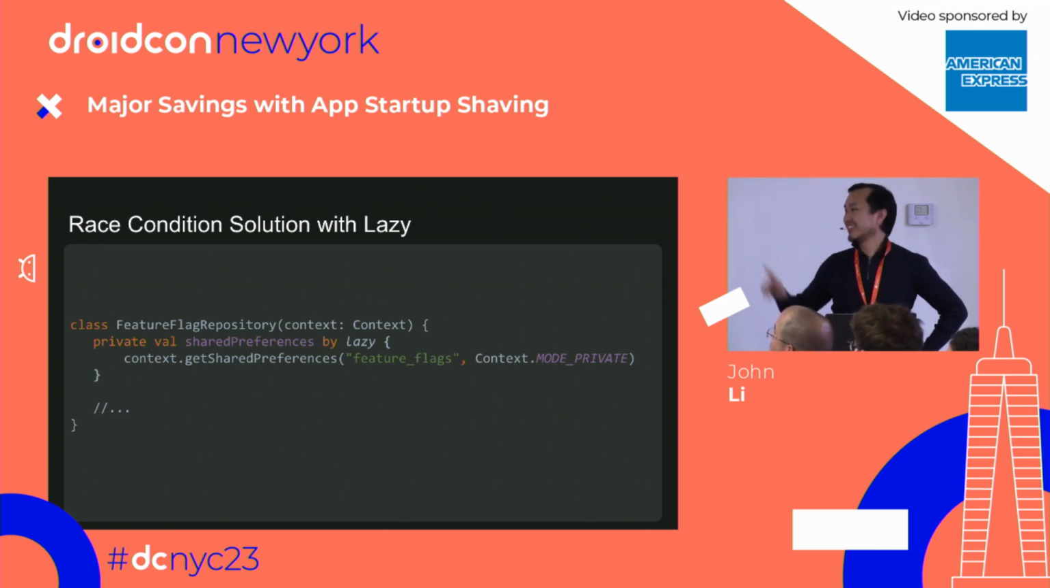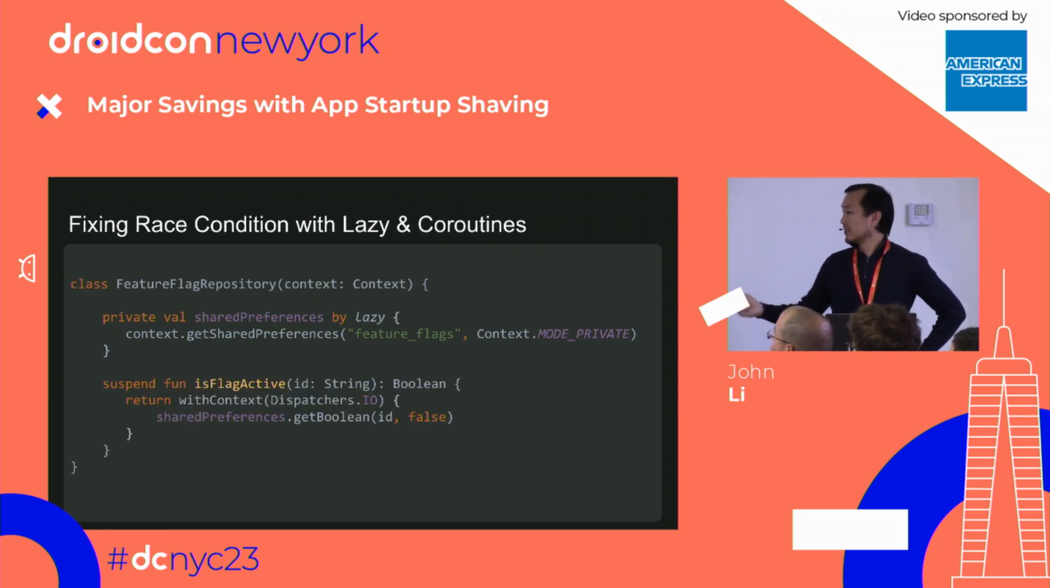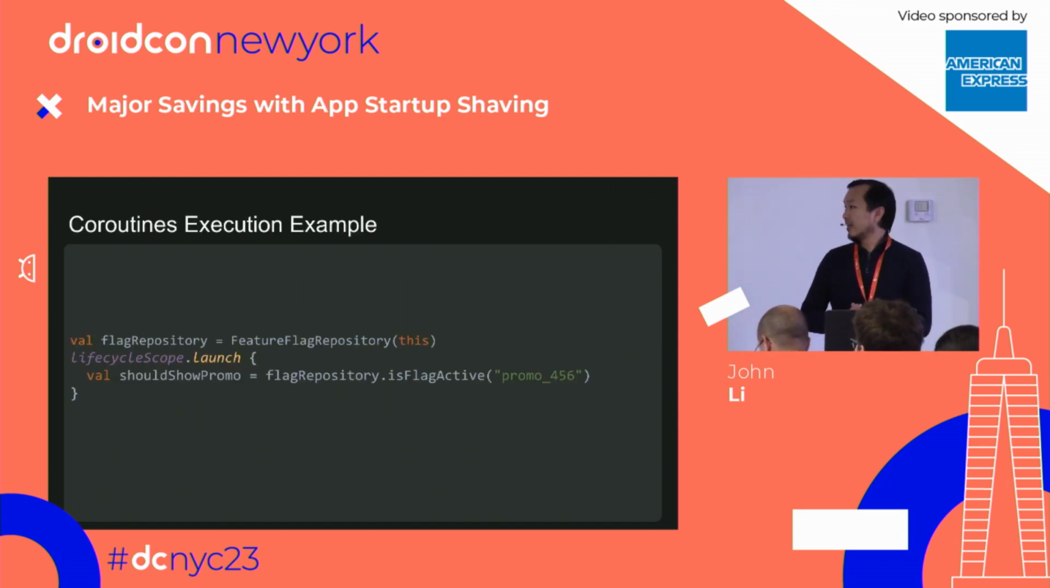But before we go into coroutines, let's add this hack back in. We're going to lazy initialize it, just like we learned from a few slides ago. So if we were to use coroutines to remove the race conditions, we would update the isFlagActive method to be a suspend method. We can even define the thread pool that it will run in, and that will actually solve the race condition. Not a lot of code. And this is what the execution code would look like.